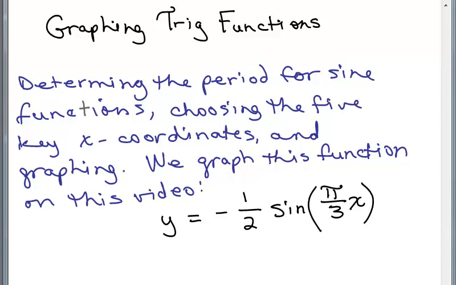All right, we're going to continue graphing trig functions, and we're still working on the sine function where we have a different period than 2 pi. And so in this video, we're going to graph y equals -1/2 sine of pi over 3x. Now remember, you might see that written as y equals -1/2 sine pi x over 3. Just keep that in mind, that's the same thing. Pi over 3 times x might be written as pi x over 3.